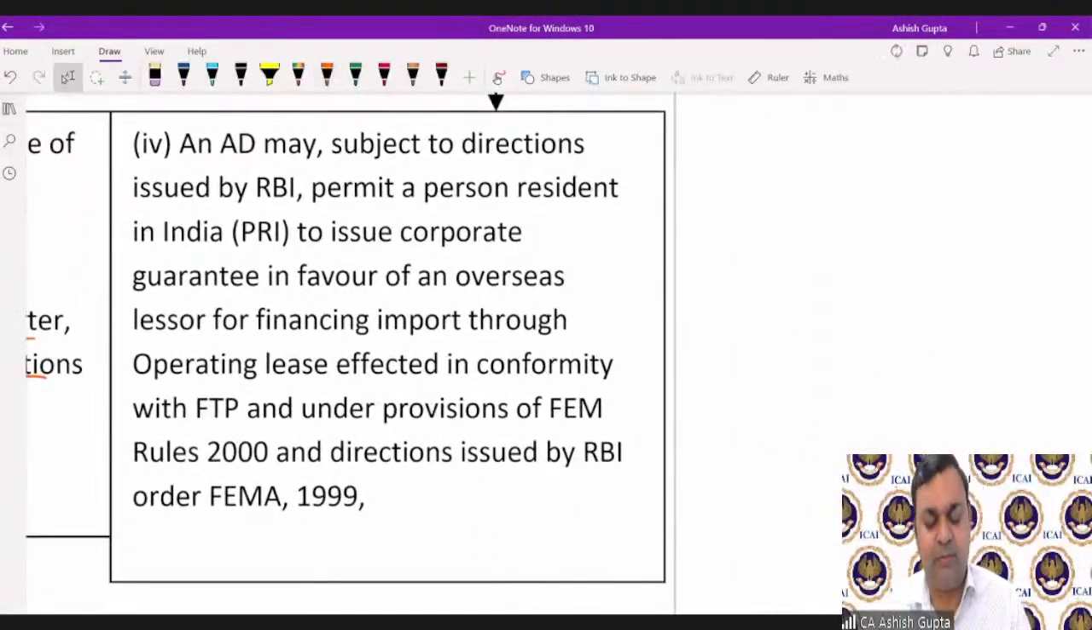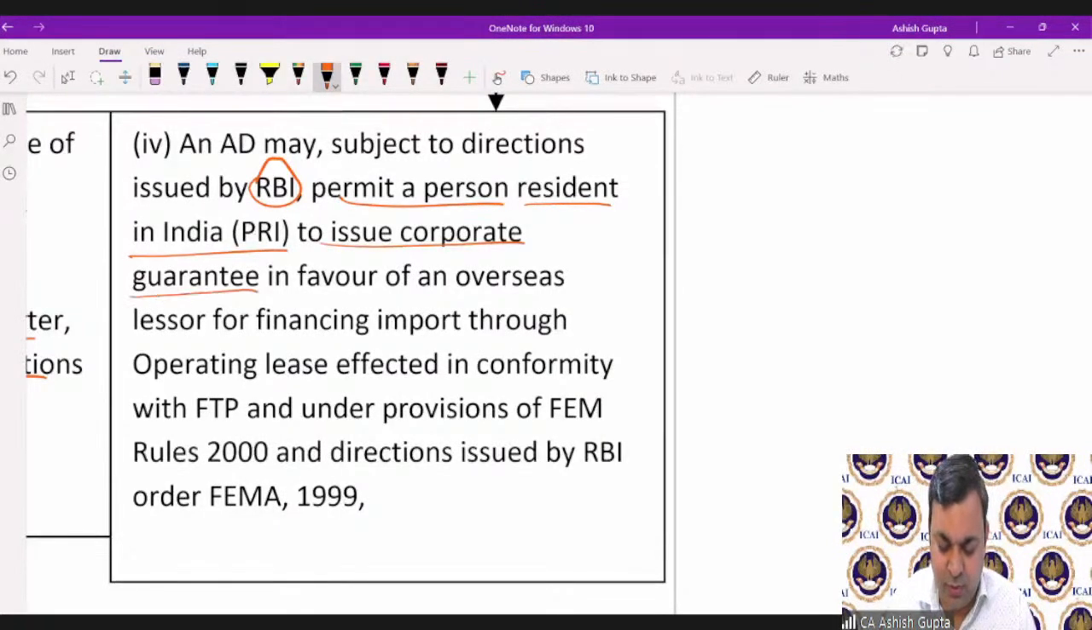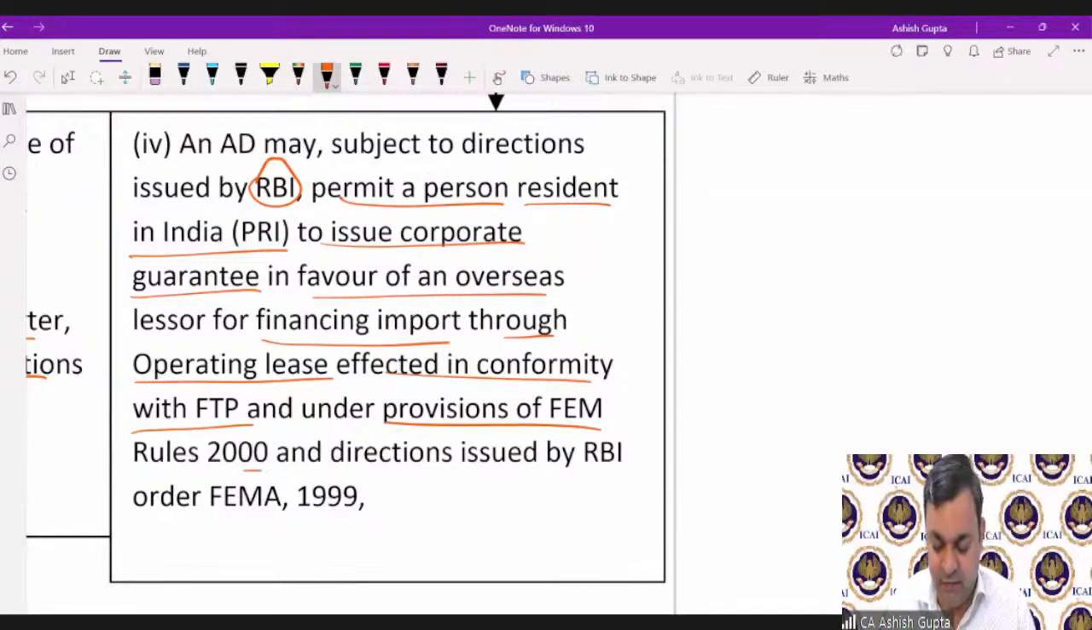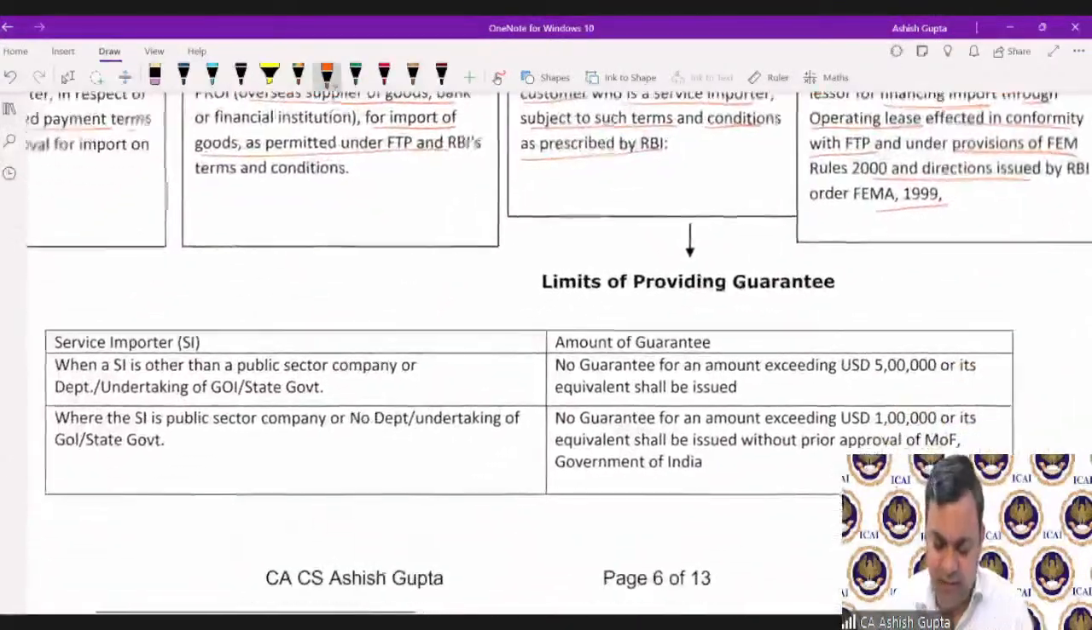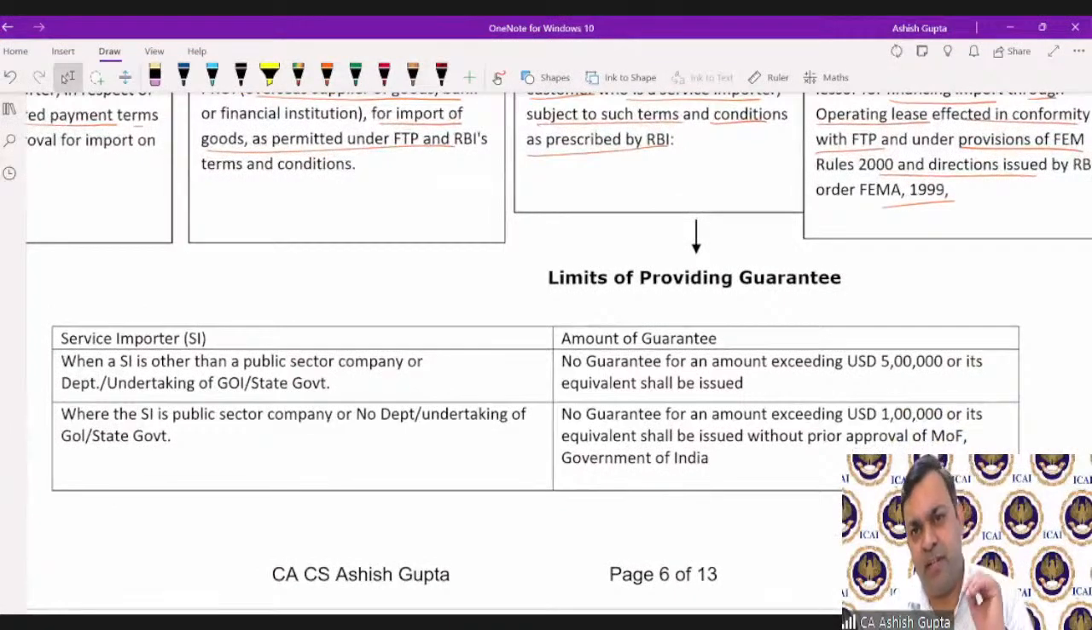An authorized dealer may, subject to a direction issued by the RBI, permit a person resident in India to issue a corporate guarantee in favor of an overseas lessor for financing import through operating lease effected in conformity with FTP regulation and guidelines. Limit of providing guarantee, right? So they have mentioned the limit.